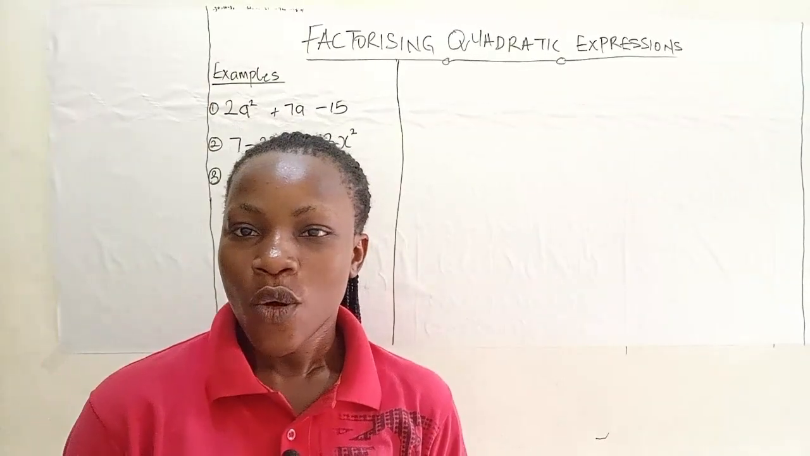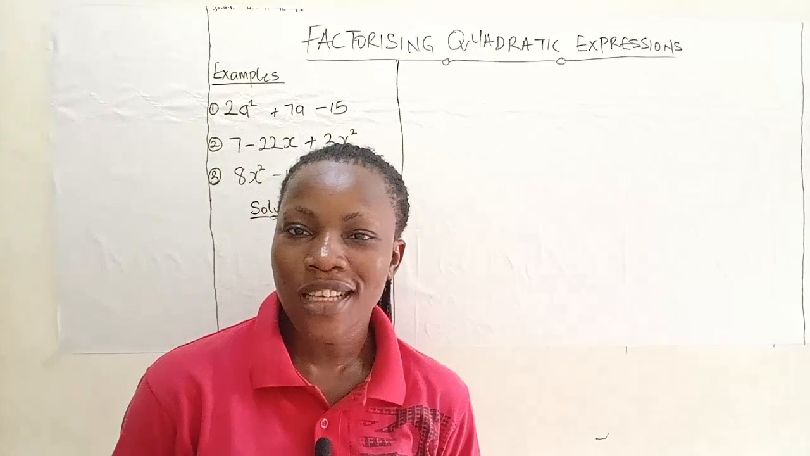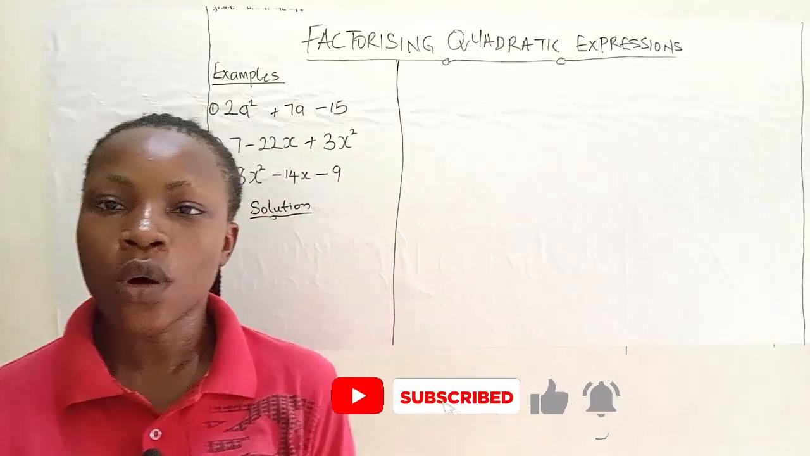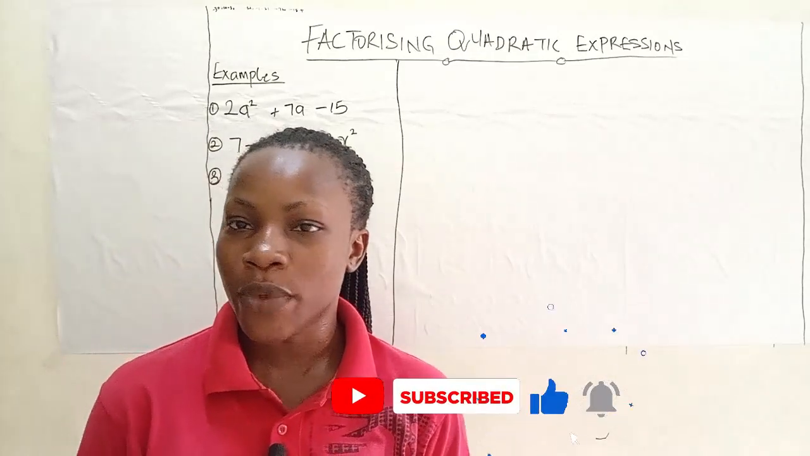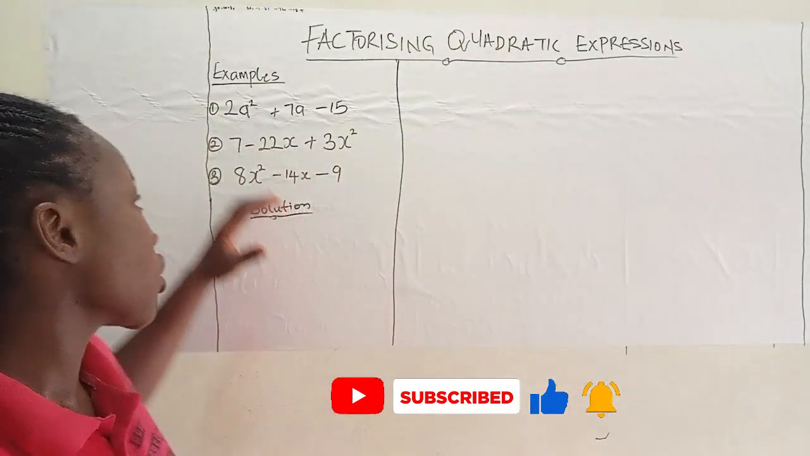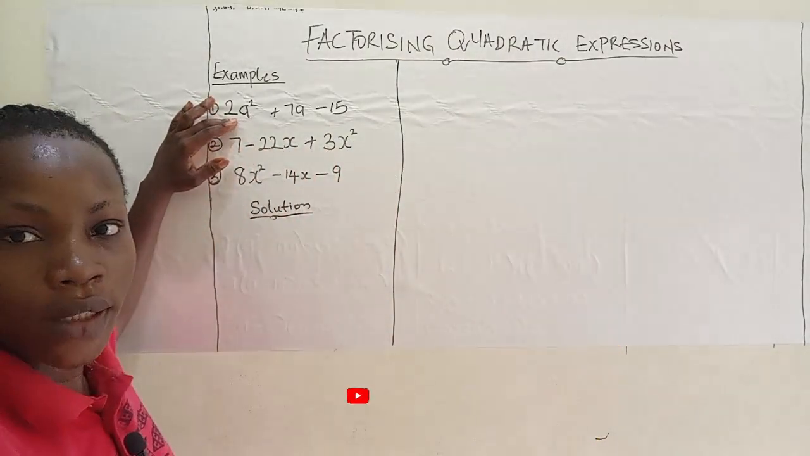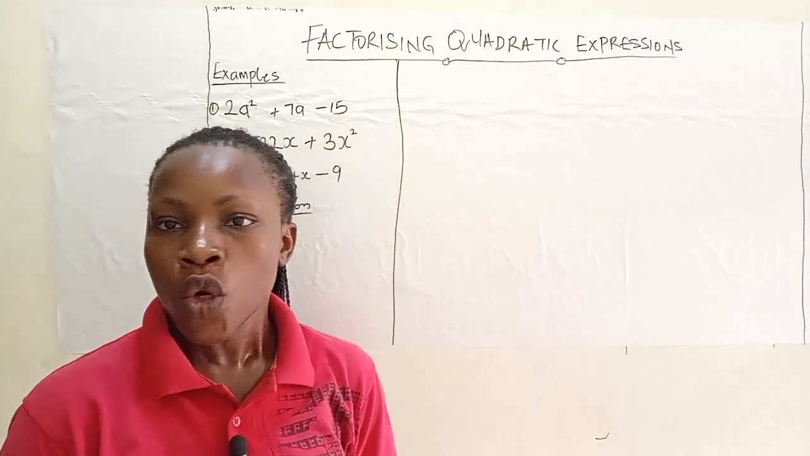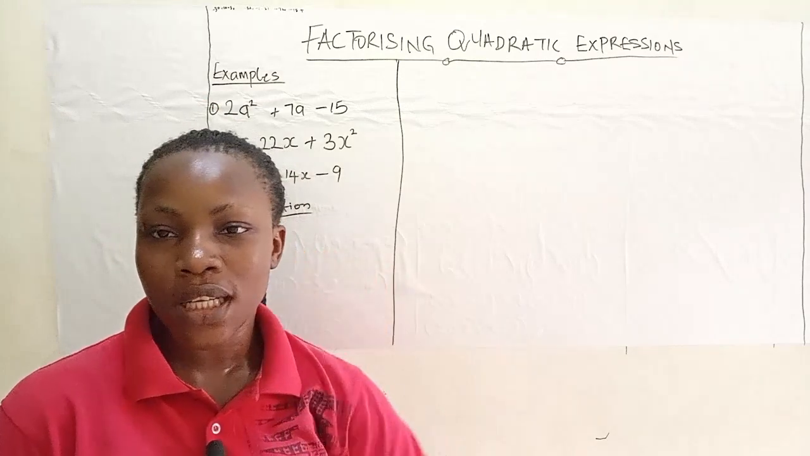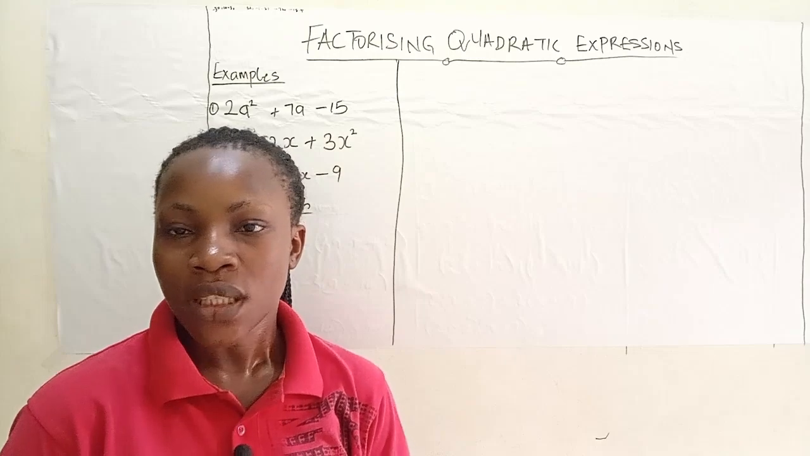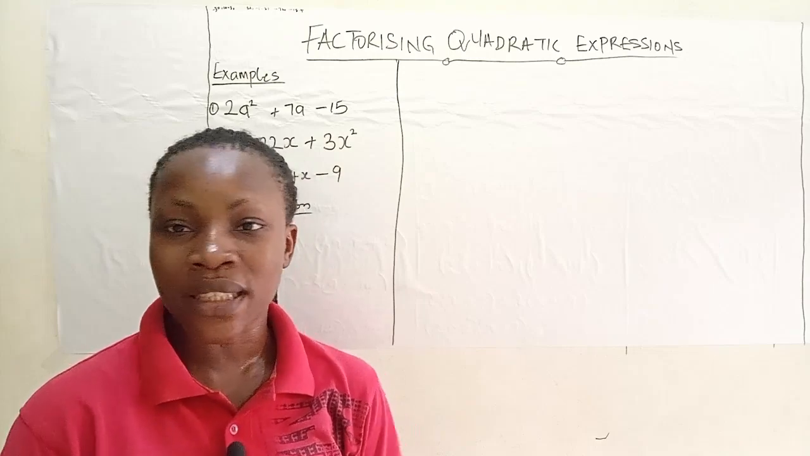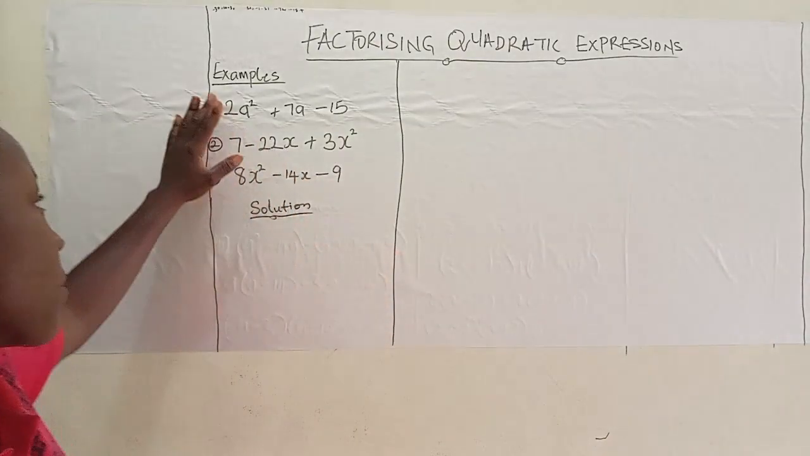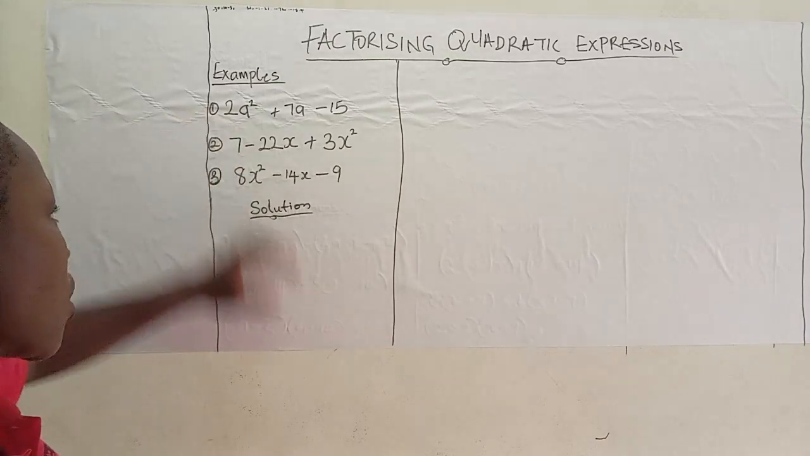Hello friends, welcome back. In our last video, we were able to solve some examples under quadratic expression where the coefficient of the first letter is equal to 1. So today we are moving into the more difficult one where the coefficient of the first letter is not equal to 1. It might be 2, 3, 4, 5, 8. So yeah, we have some examples to solve.